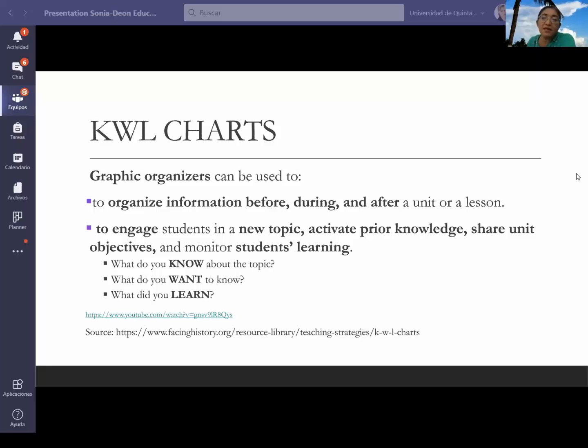I mean, it can be at the end of the lesson if this is what you want to do, or it could also be at the end of the week, or at the end of the unit, or at the end of the month, or at the end of the course. It depends on how you want them to organize the information and what is the objective of that KWL chart.